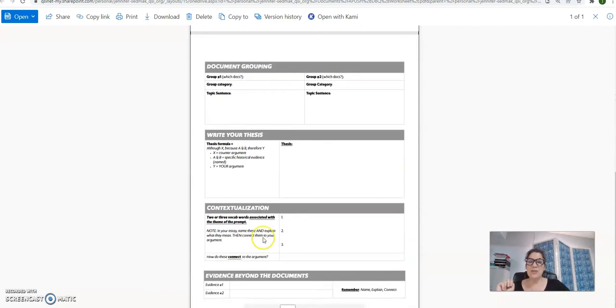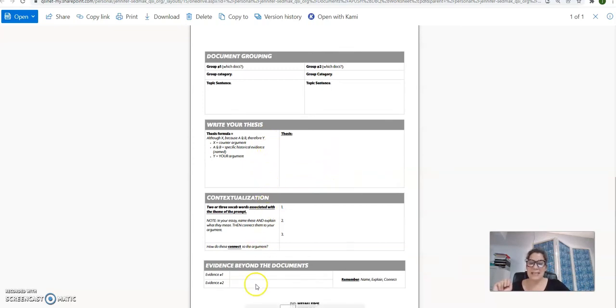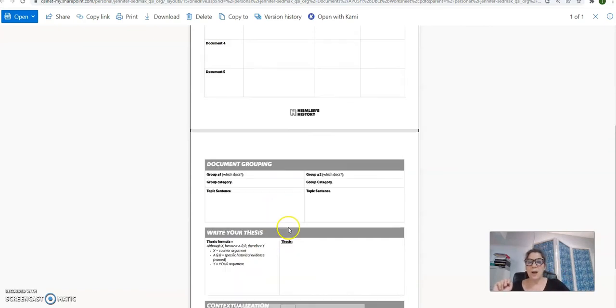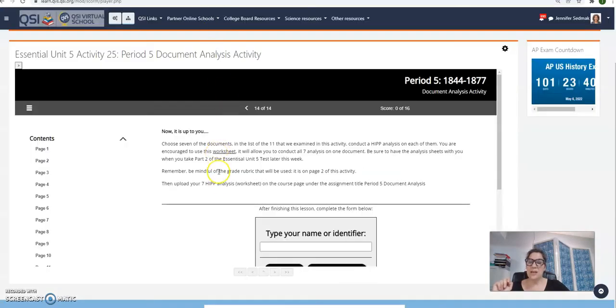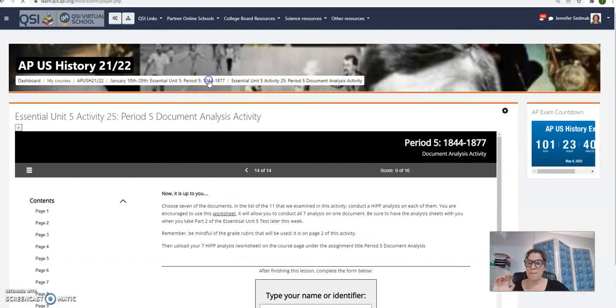But then there's a section for document grouping, for a thesis statement related to the documents, and a place for you to put evidence beyond the documents. So this is really important, and it's a great worksheet that you can use in order to be prepared for part 2 of the test and the DBQ that you will write this week.